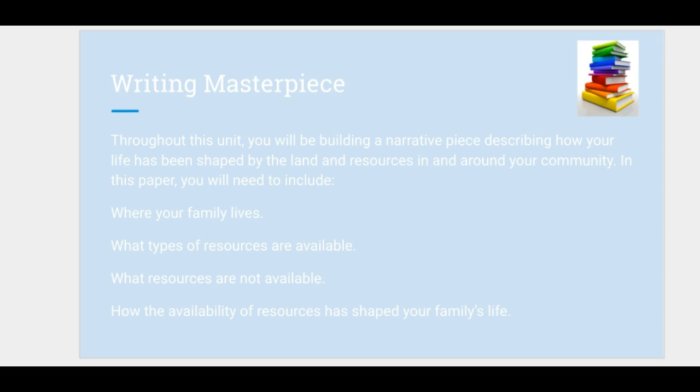Throughout this unit, you will be building a narrative piece describing how your life has been shaped by the land and resources in and around your community. In this paper, you will need to include where your family lives, what types of resources are available, what resources are not available, and how the availability of those resources has shaped your family's life. Keep in mind that your writing masterpiece will be slowly built throughout the 6 weeks.